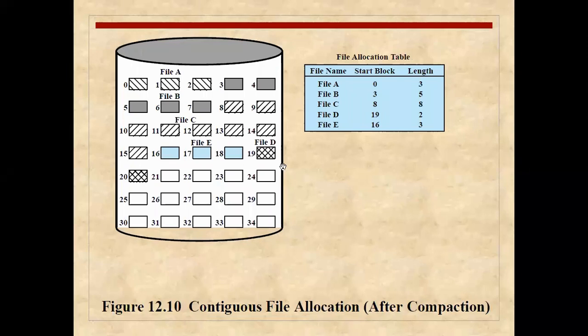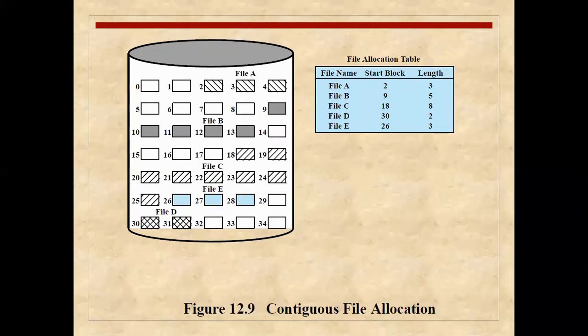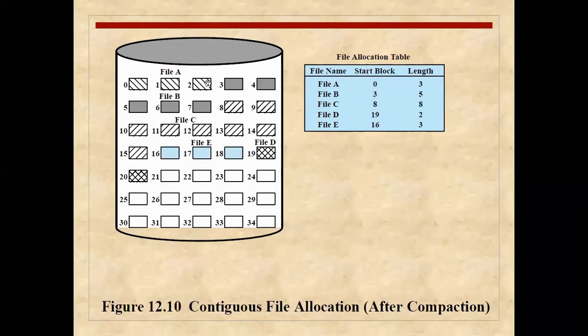This is compaction. If you apply the compaction technique in contiguous file allocation, whatever free spaces you have will be moved to the end, and you will shift all the files one after another, so that you get a free block at the end. File A you shift here, then file B, file C in continuation, file E, and then file D in continuation. Similarly, you will get a huge amount of memory available for a new process or new file. This is compaction.